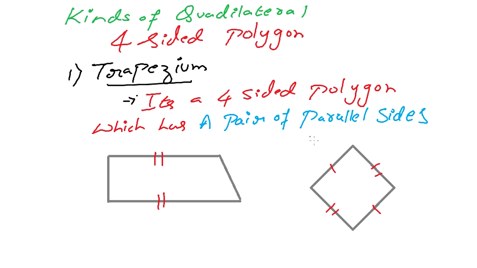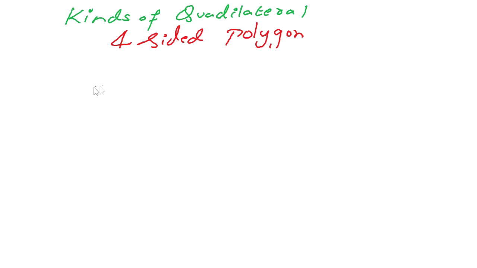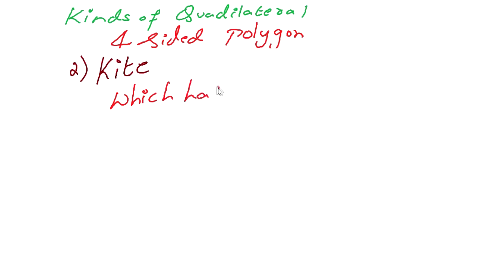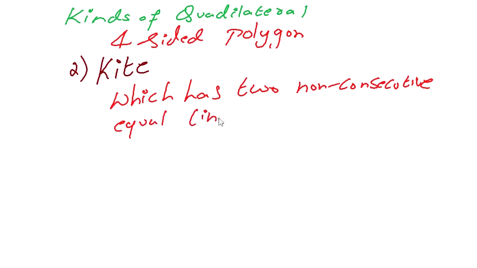Now let us go about learning what a kite is. The next type of quadrilateral under the four-sided polygons is known as a kite. So the second one is called a kite. A kite is a quadrilateral which has two pairs of non-consecutive equal lines.